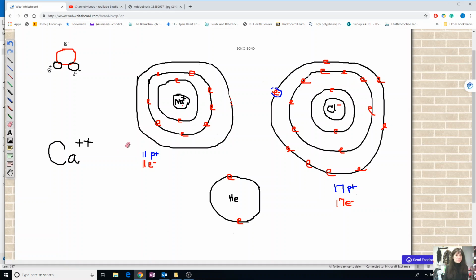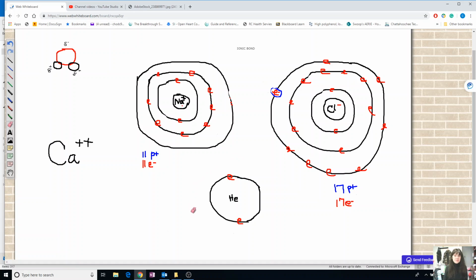Now, sometimes you might see an atom written like calcium is here with 2 positive charges. Well, what does that mean? That means that that calcium atom got rid of 2 electrons from its valence shell. So it's got a double positive charge.